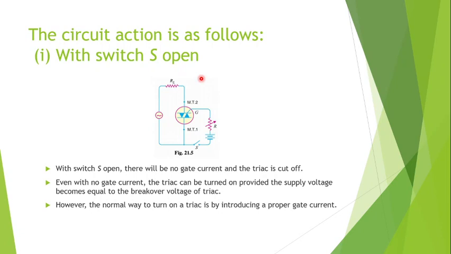Now how does this circuit function? Let us take the case when this switch S is open. When this switch S is open, no current will flow through the gate. So the TRIAC will not conduct, it will be cut off. And the only way to make this TRIAC conducting when the gate voltage is 0, gate current is 0, is to give it a breakover voltage. But that is not the normal way in which we use a TRIAC. We always use a voltage here which is less than the breakover voltage, and we turn it on by giving it a suitable gate current.